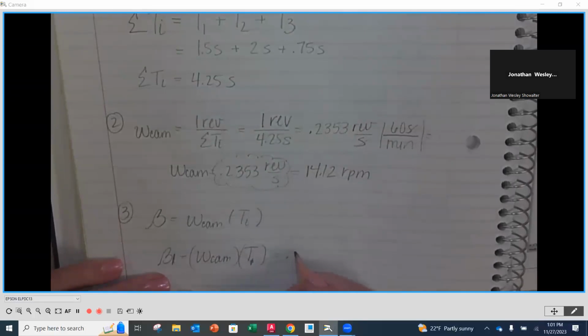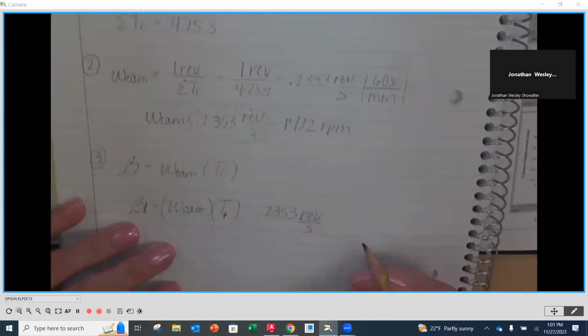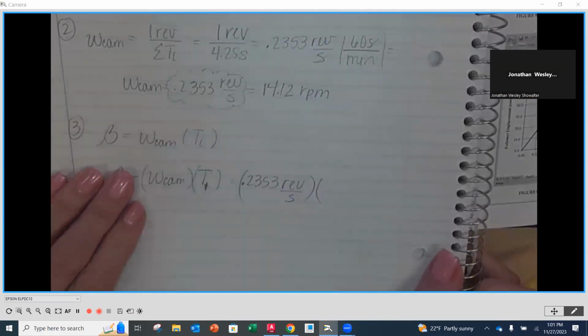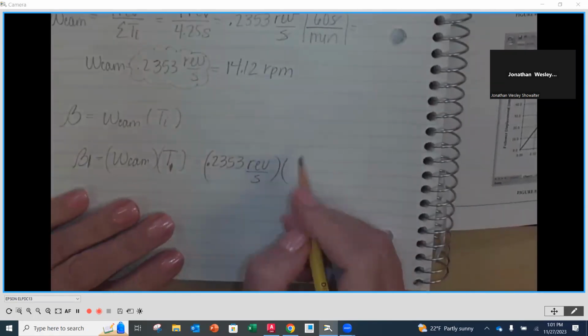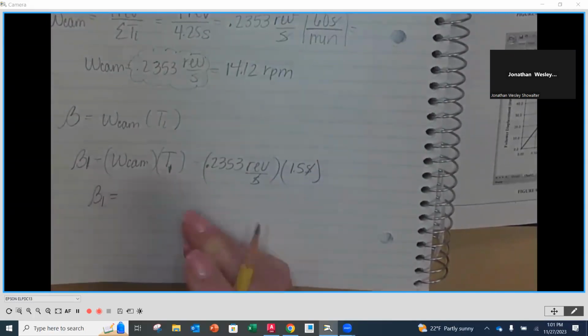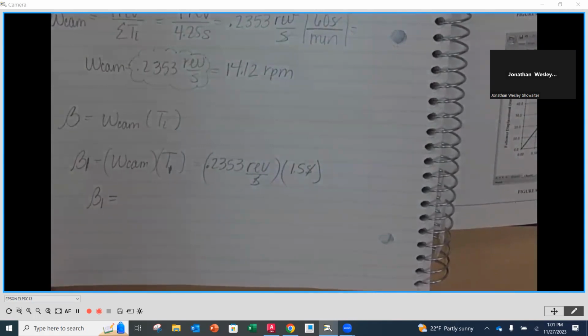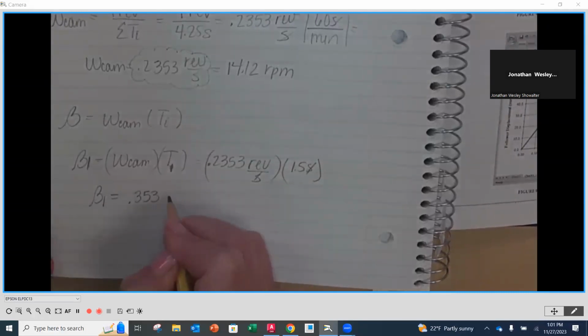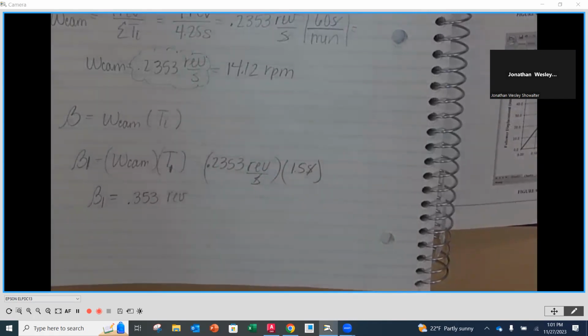So we're going to use the 0.2353 revolutions per second, and we're going to multiply that by the time for number 1, which was 1.5 seconds. Seconds cancel, and our beta 1 should get 0.353 revolutions. So that means it's a little over a third of a revolution, but we want to know how many degrees that is.